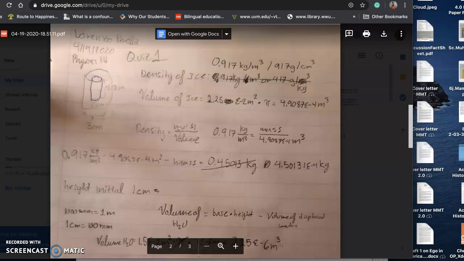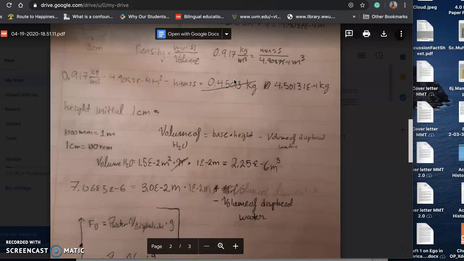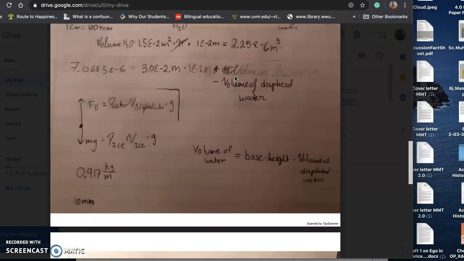From there, you take the density formula of mass divided by volume, and we know the density of ice to be 0.917. Multiply this by the piece that's given, and then you would end up with 4.5 E minus 6 kilograms.